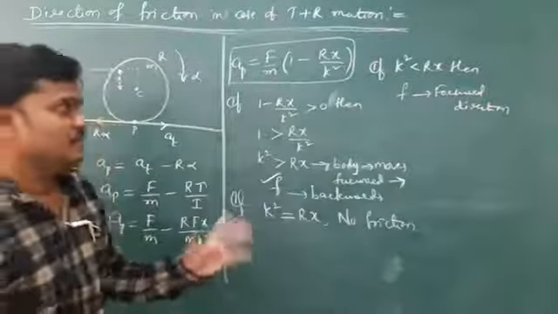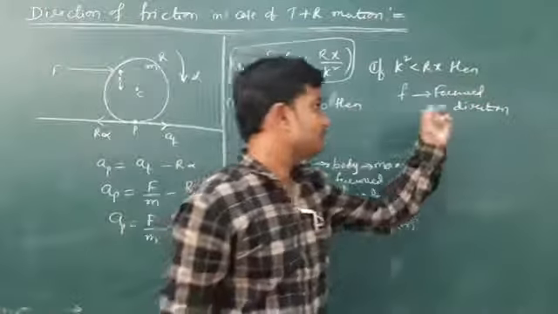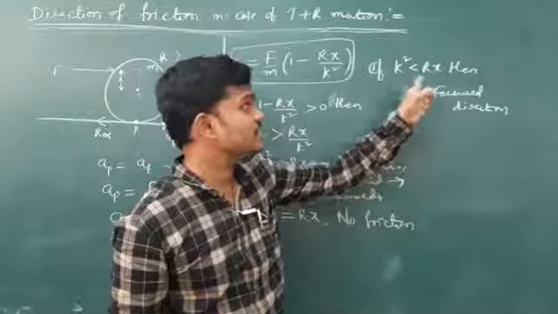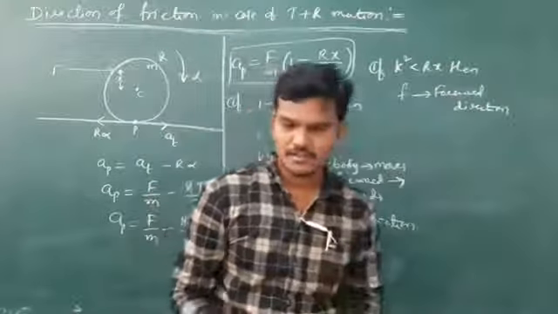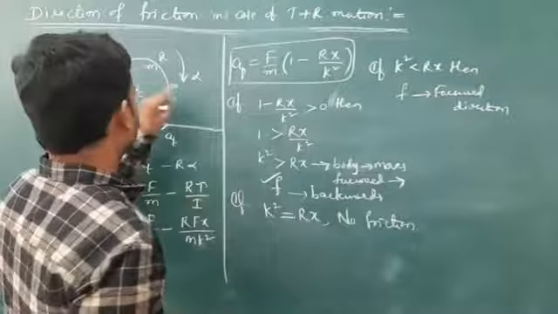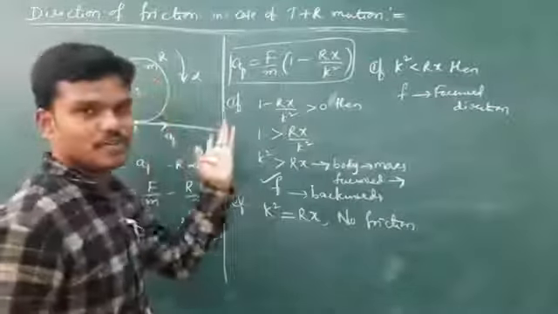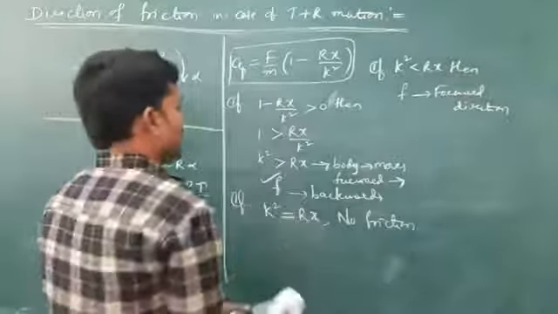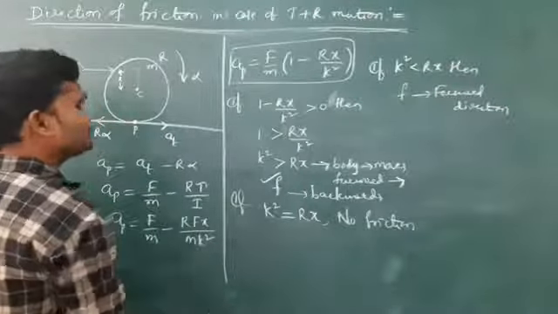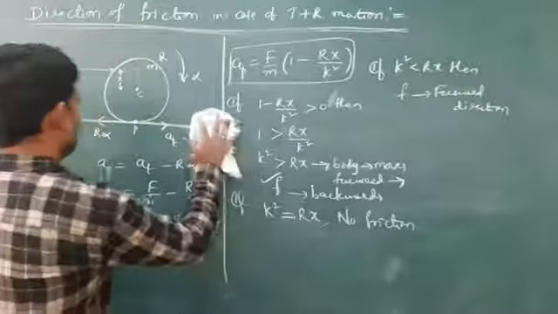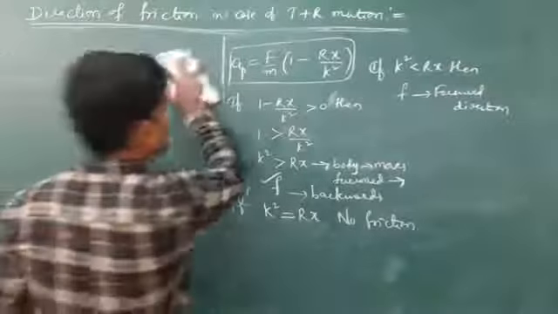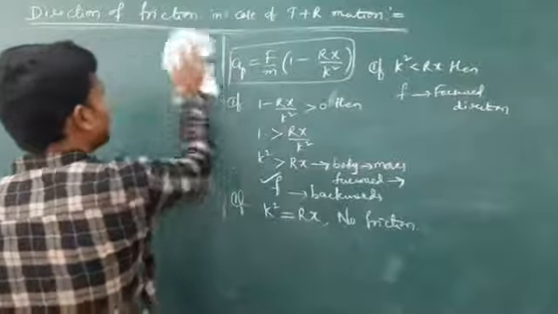Let us see. This will act in forward. See, frictional force acts forward direction. For this condition, we are using k square less than Rx. Or let me draw the direction of frictional force for different objects. Okay, this is the case for a body of mass m. We don't know what type of body, just a spherical body. Let me draw the direction of frictional force in case of a ring. By using these conditions, let me decide in which direction the frictional force will act.